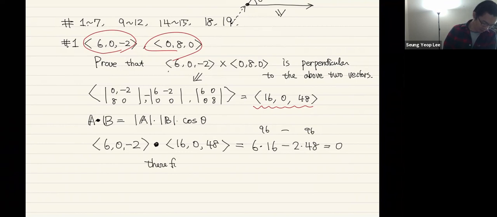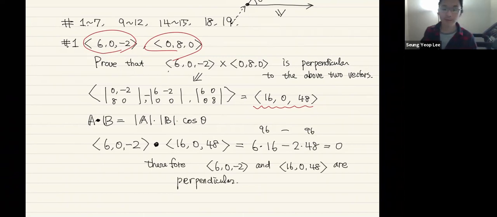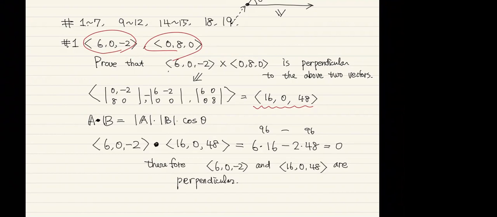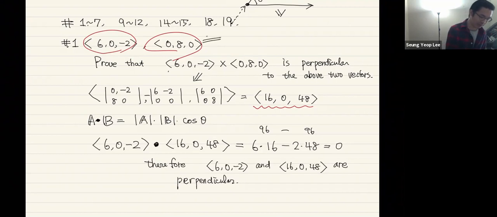Therefore, (6, 0, -2) and (16, 0, 48) are perpendicular. That's the proof. Any question? You can do the other vectors here, I will not do it, but every time you want to prove certain vectors perpendicular to the other, just compute the dot product and show that it becomes 0.